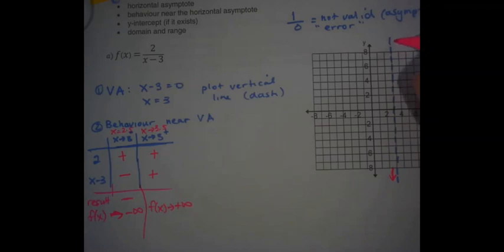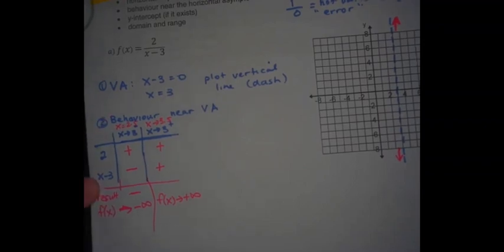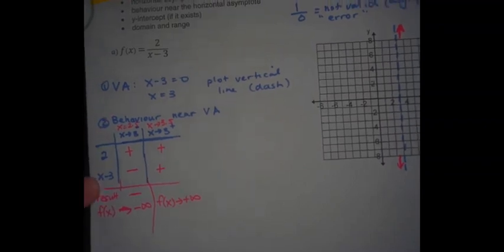So what ends up happening is I'm looking at my behavior on each side of the x-axis. All right, so there's the first part. I know I've got my vertical asymptote and I've got my behavior near the vertical asymptote.